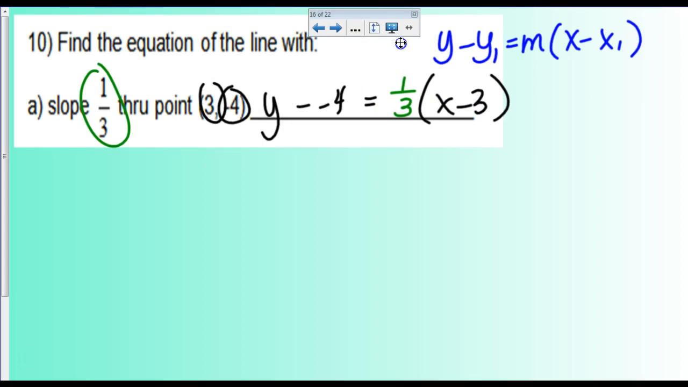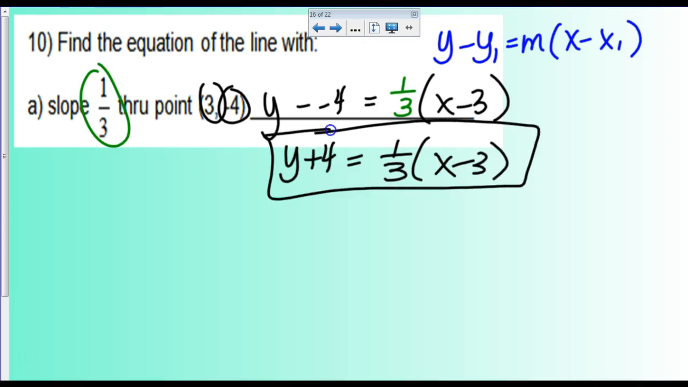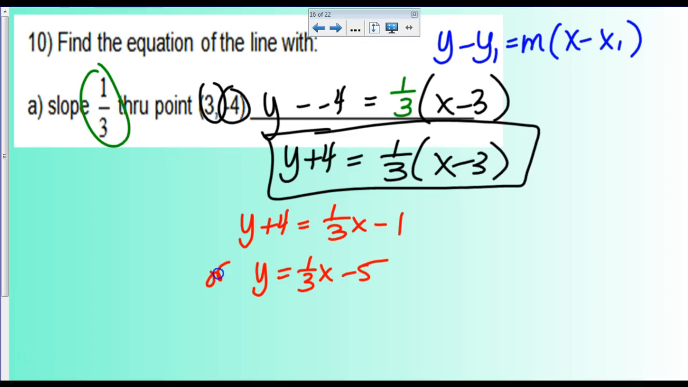Again, it doesn't say what form they want it in. I would expect you to change this double negative to a plus though. So y plus 4 equals 1/3 times x minus 3. So if I wasn't particular about the form, I'm okay with that answer. However, I think I do get a little tricky here. So what if I wanted slope-intercept form? I'd distribute the 1/3 and I'd get y plus 4 equals 1/3 x minus 1. And then I would subtract the 4 over. So that's slope-intercept form, which is great.